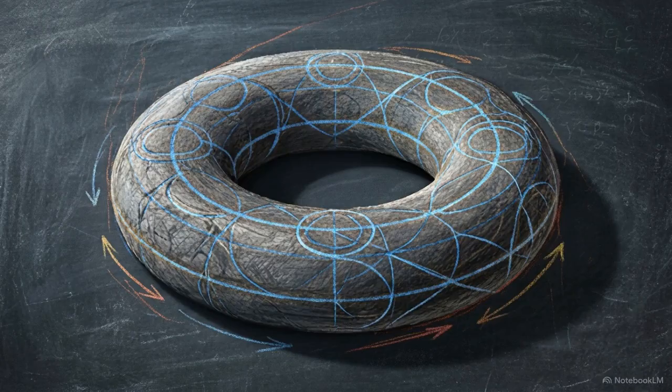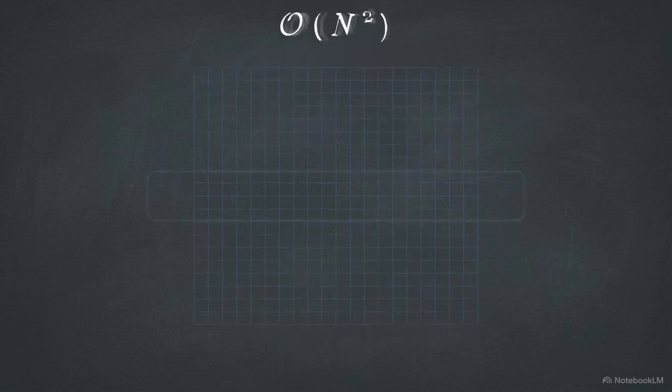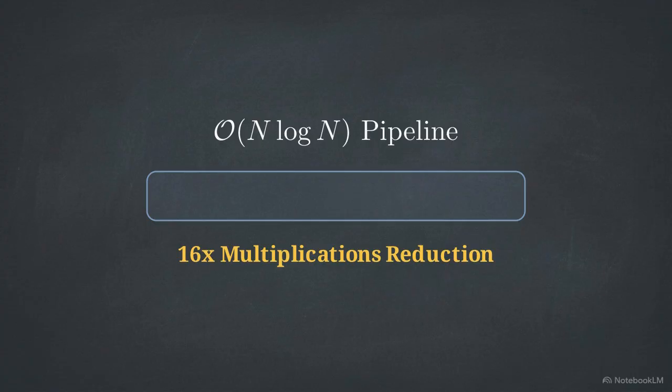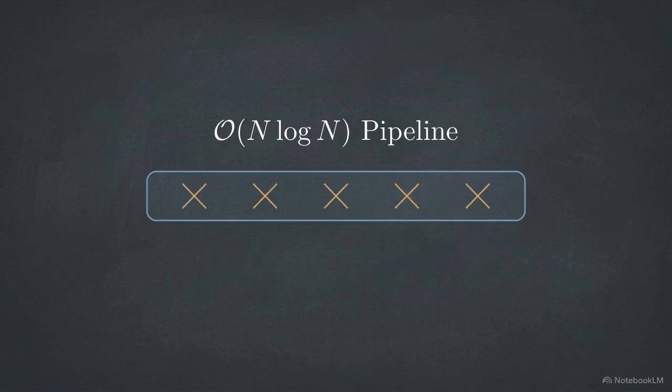With scaling solved, the execution layer shifts to the negacyclic cyclotomic ring, denoted as R sub q. Negacyclic polynomial multiplication replaces the traditional attention dot product. By moving from an order n squared scalar grid to an order n log n pipeline, we reduce the total multiplication count for a 256-dimensional head by a factor of 16.